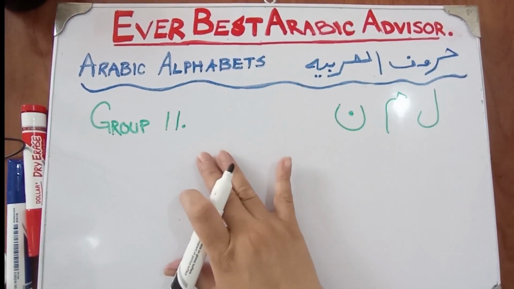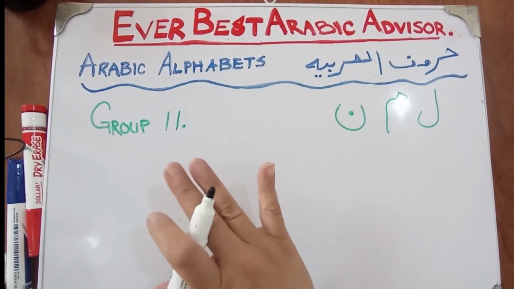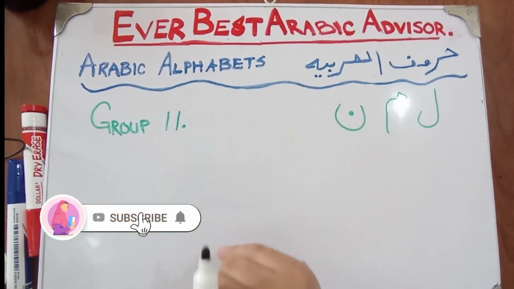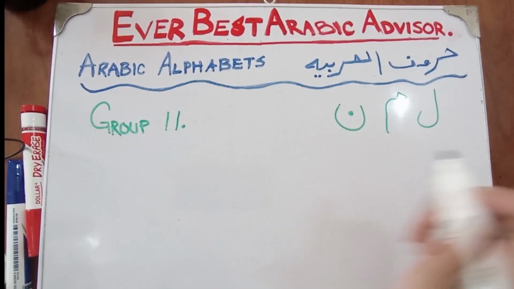We are learning the Arabic alphabet in groups. So far, we have done 10 lessons in which we discussed 10 groups. Out of 29 letters, we have done nearly 23.